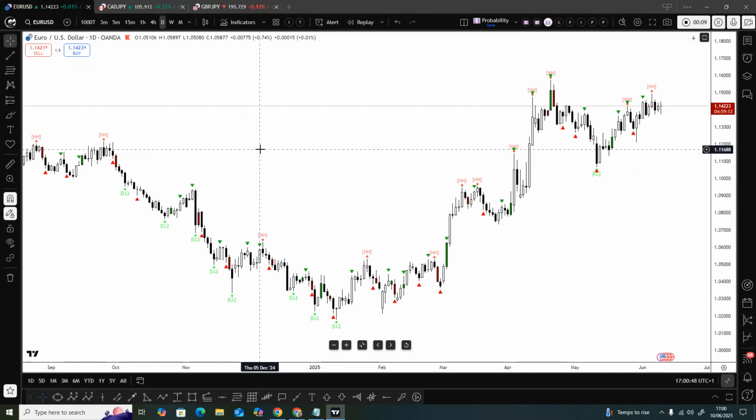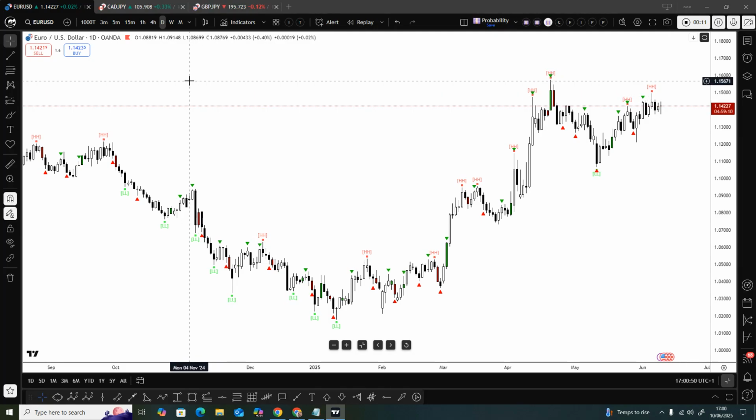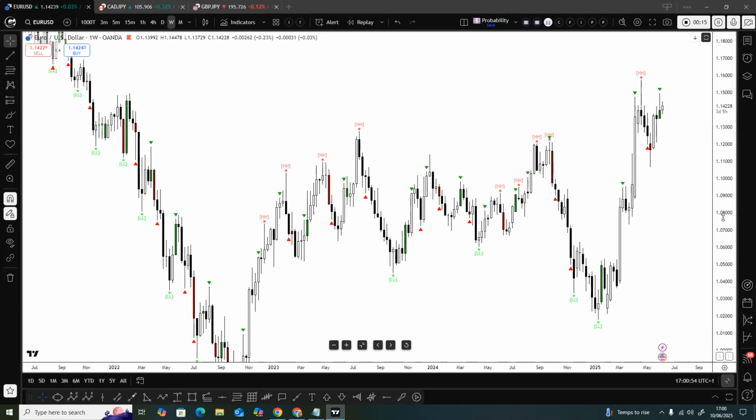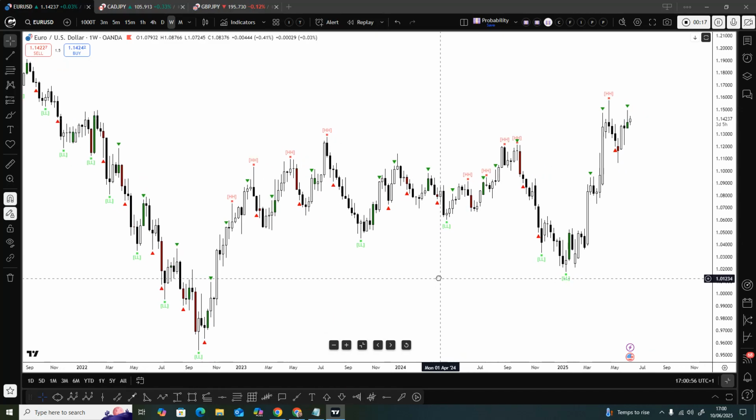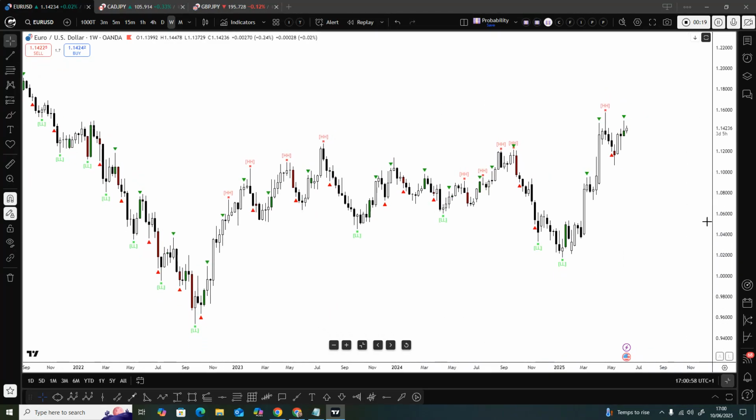We're going to be looking at the Euro US dollar. I want to analyze this pair from the weekly, daily, up to the 1 hour chart so that we can have the long term view and also the medium to short term view of what the price is doing.